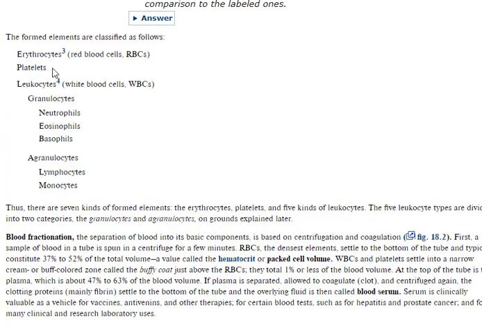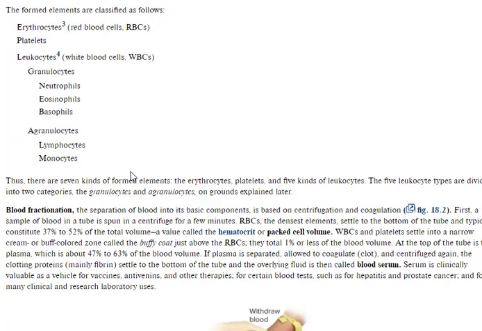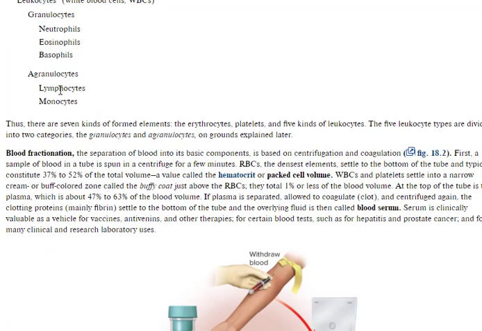And here's a nice little table that tells you just what I just said. Another name for red blood cells is erythrocytes. And another name for white blood cells is leukocyte. Leuko means white cells. And then we talked about the three kinds of granulocytes and the two that do not have granules in them that are sometimes confused because the nucleus looks a lot alike in those.